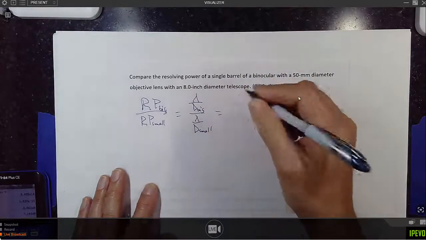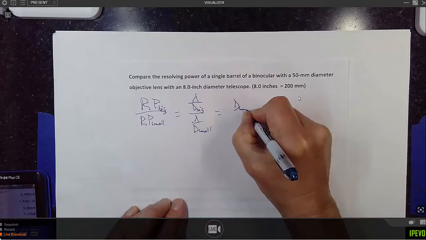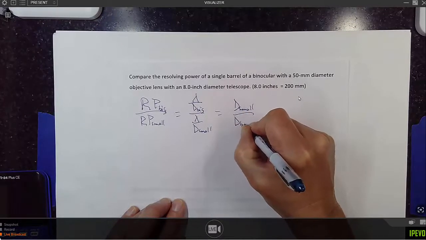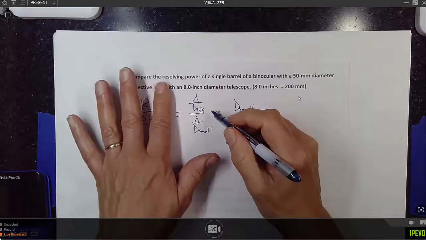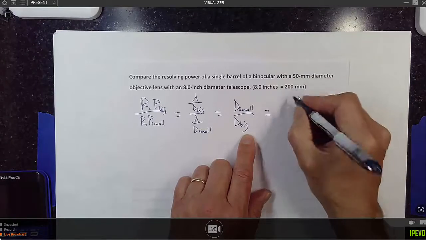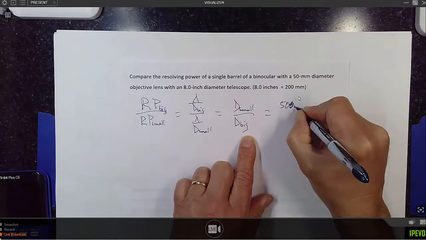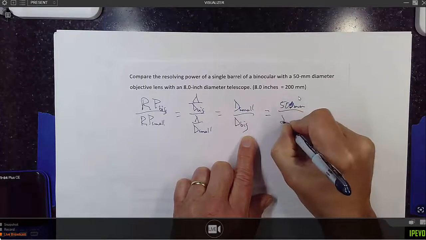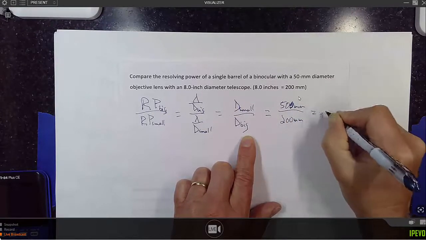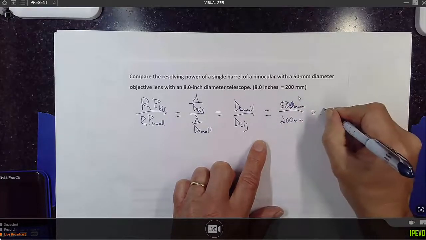Invert and multiply, the lambdas go away, and you end up with the diameter of the small over the diameter of the big again, and work through the math slowly if you need to see that. But anyway, we'd have 50 millimeters on top and the 200 millimeters on the bottom, and that's 0.25. The millimeters divide out, and 50 over 200 is 0.25.